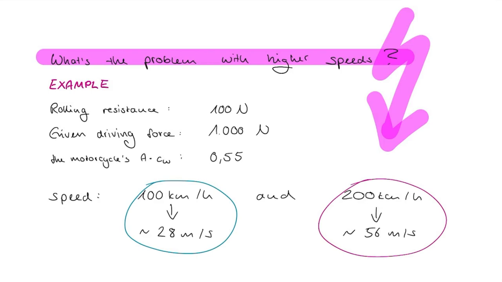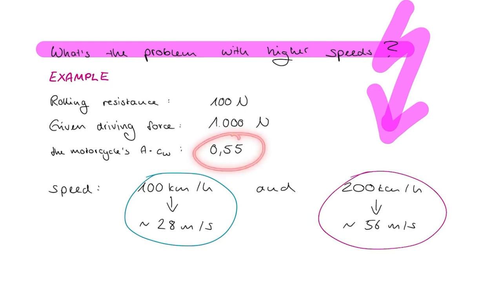But what's the problem with higher speeds? For finding this out, we will calculate an example. In our example, the rolling resistance will be 100 Newton. The given driving force, which is the bike's force, will be 1000 Newton. The motorcycle's Cw times A is 0.55.